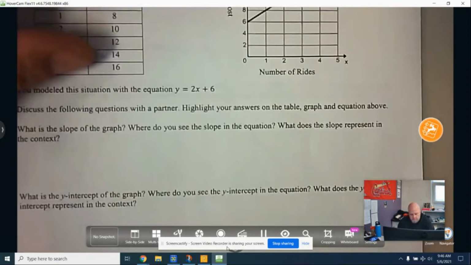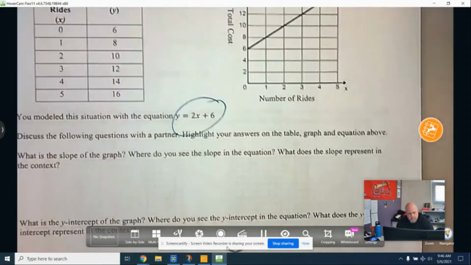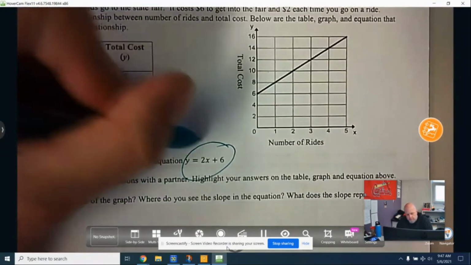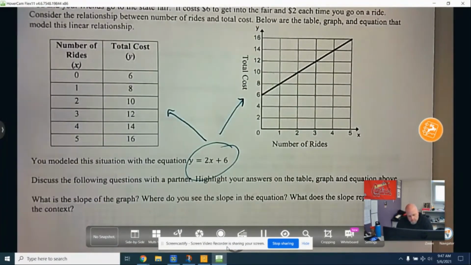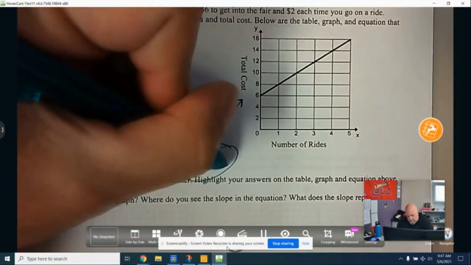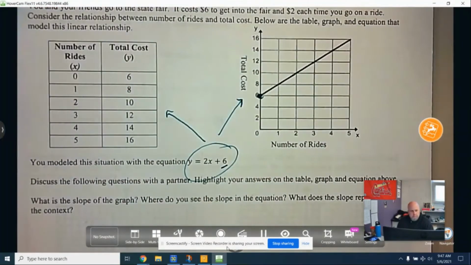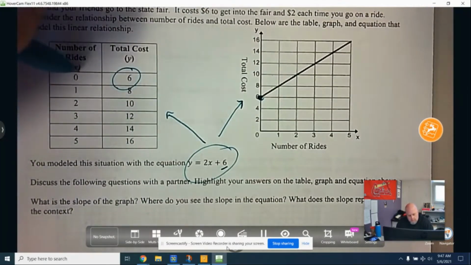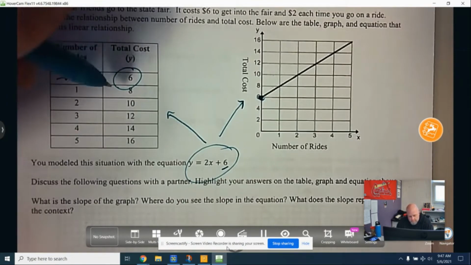Okay, so the important thing that we need to see is when we look at our equations that we're given, y equals 2x plus 6. This equation is represented in this table as well as this graph. Okay, so again, the starting point is 6, which we see represented as our starting point on the graph. Also, we see the 6 in our table where the x value is equal to 0. Okay, anytime the x value is equal to 0, that means that's your y-intercept.